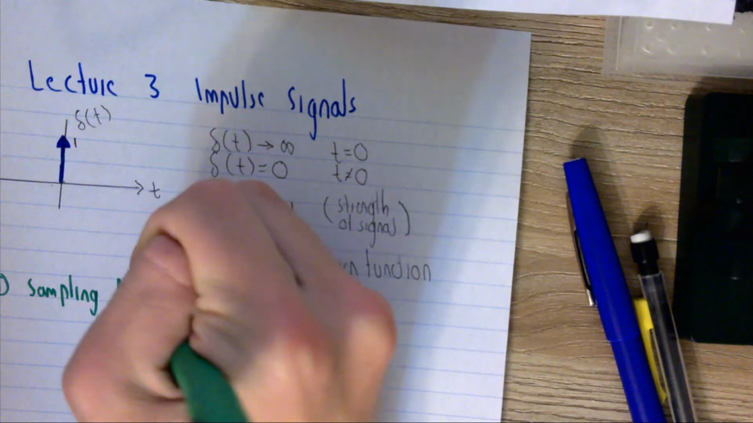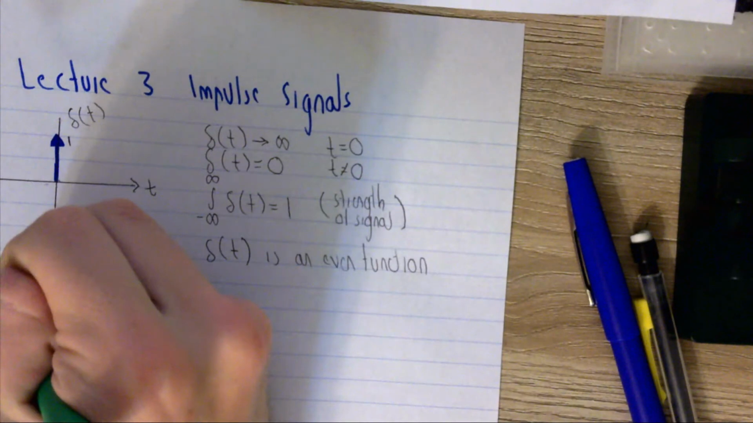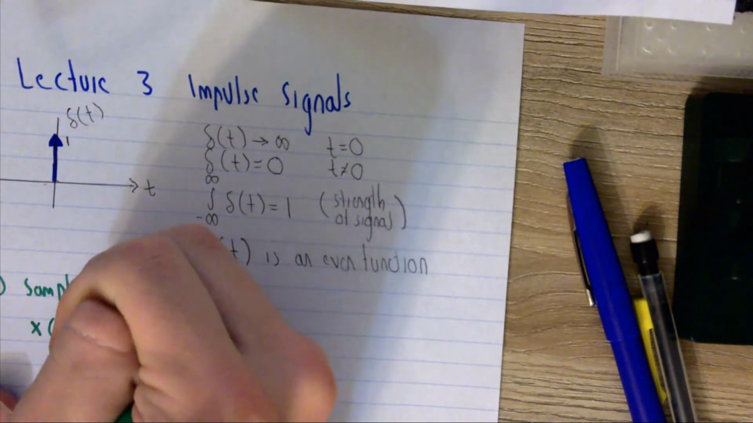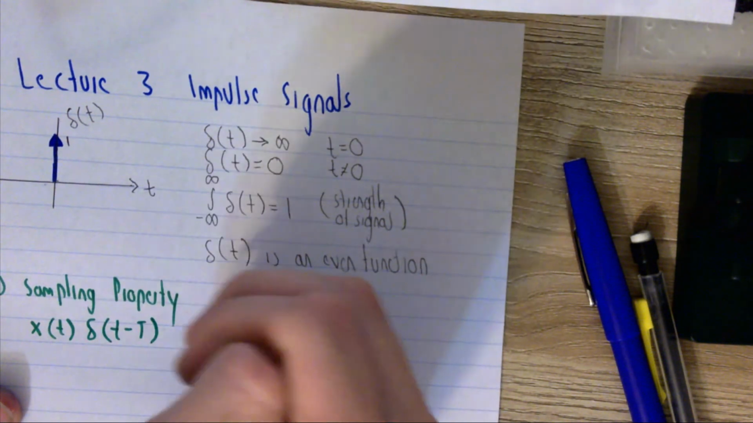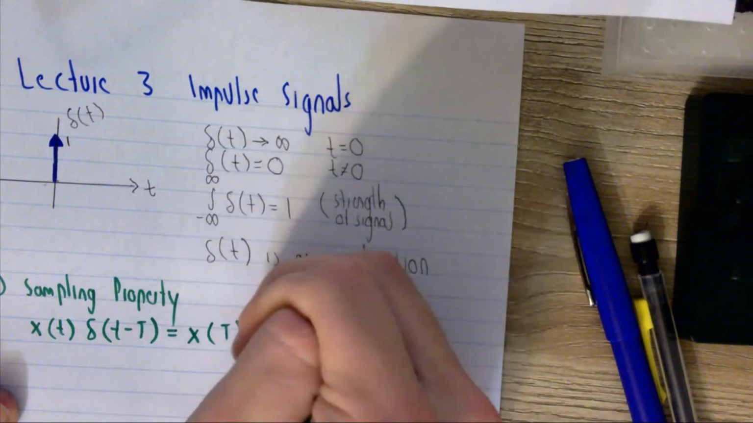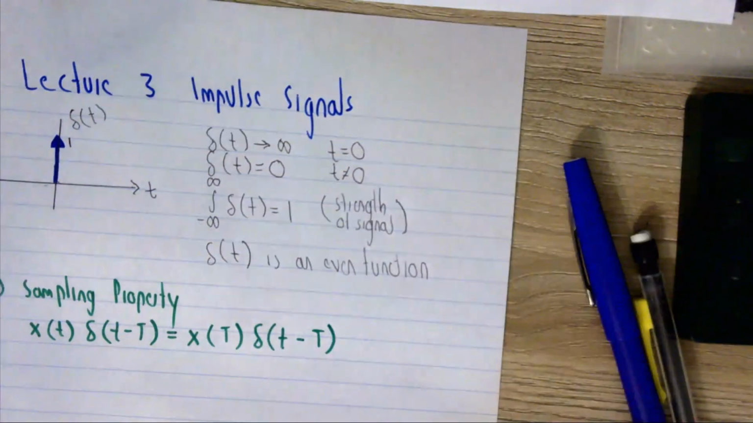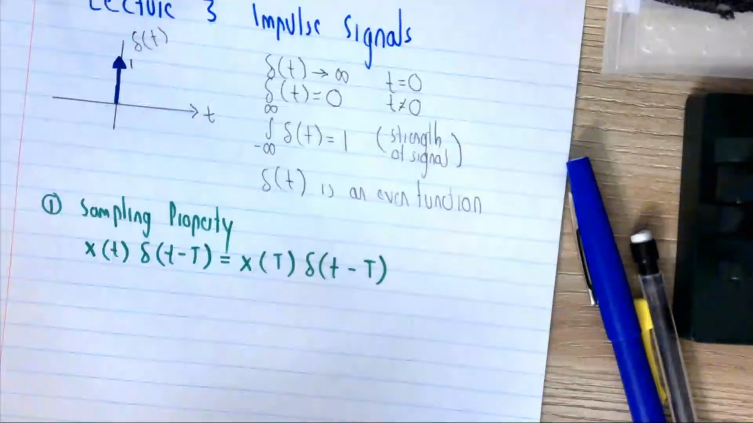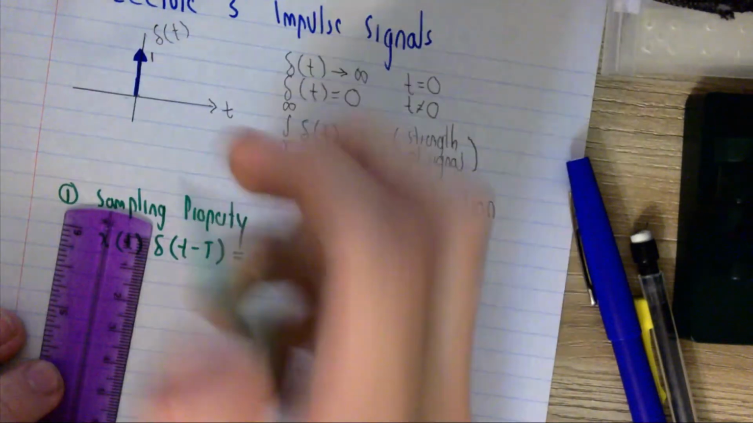And the sampling property, what you need to know from it is that x of t multiplied by delta t minus large T is equal to x of big T, delta t minus big T. Okay, so let's just draw this out graphically, because honestly this equation makes no sense just staring at it. A lot of people do a bad job explaining it, because you literally just need a picture, so go with it.